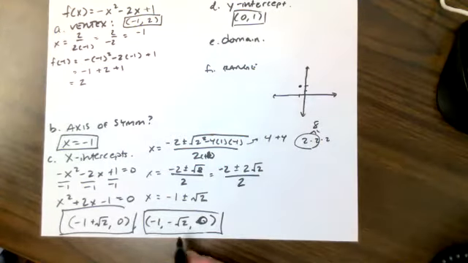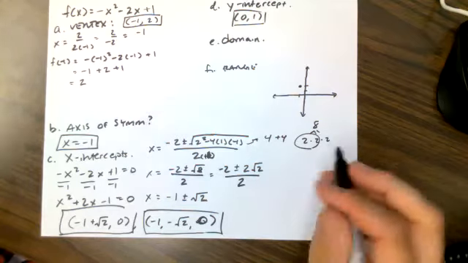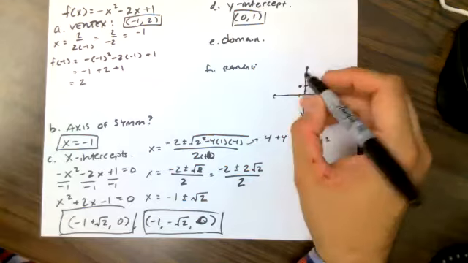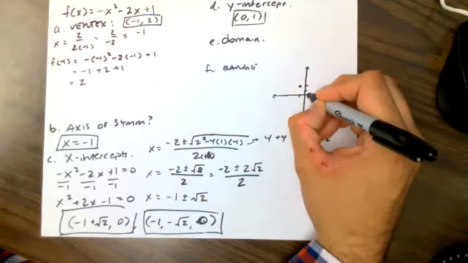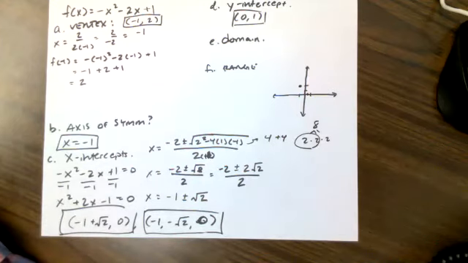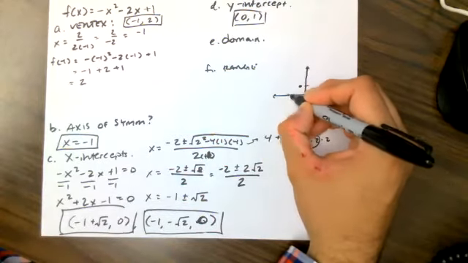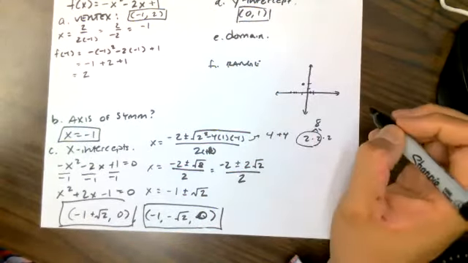I'm going to take my calculator out and find out these two just with a decimal, just to graph them. So -1 plus the square root of 2. In my calculator, that's like 0.4-ish, positive 0.4-ish. So about right there. And then -1 minus the square root of 2 is like -2.4. So about right there. Okay.